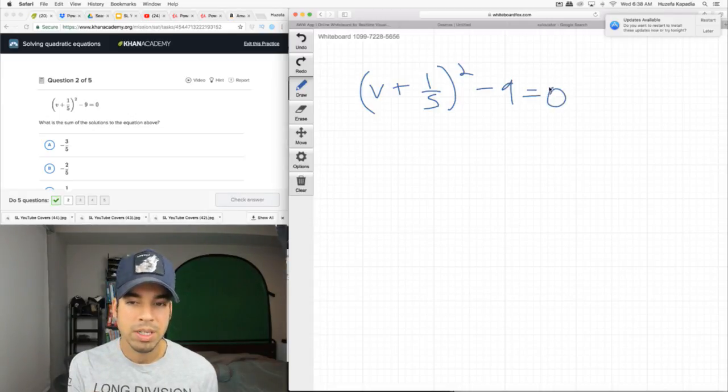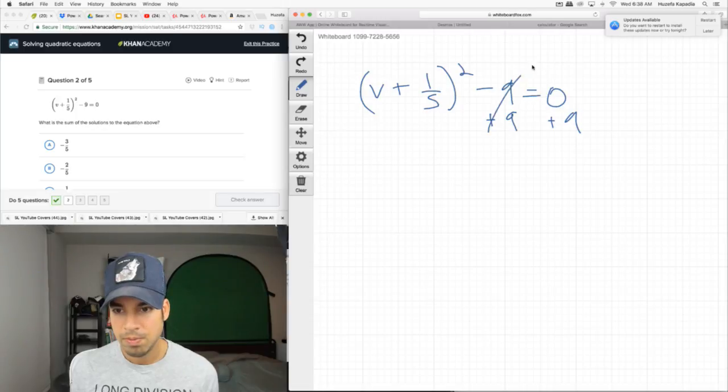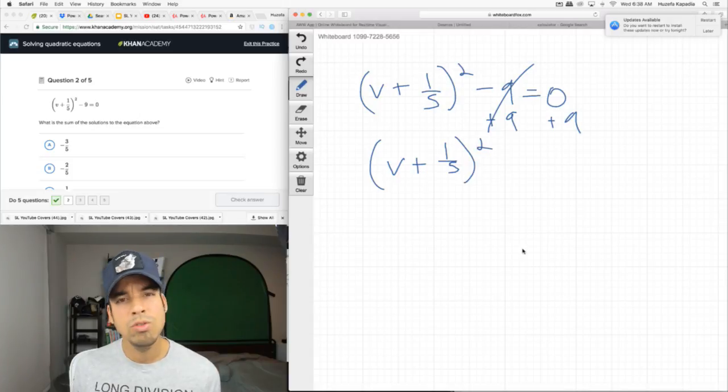Now, this is interesting because normally we'd be setting it equal to 0 and we'd be factoring. I'm seeing another way to do this. I suppose you could still do it that way, but I'm seeing another way. Instead, I'm going to isolate this squared binomial, v plus 1/5 squared. Like I said, you do it the way that you want to do it. You can use the quadratic formula. You could use all sorts of ways to solve this.